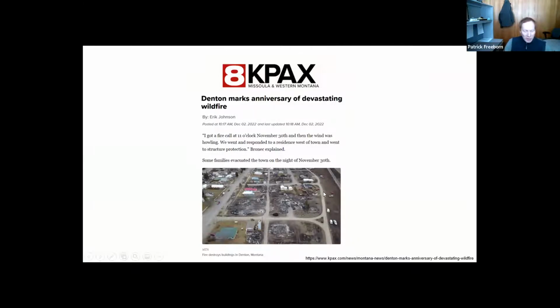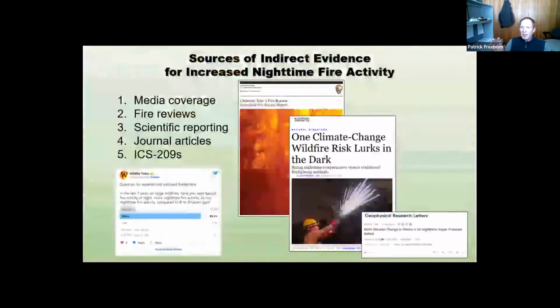There are two excerpts in this article I wanted to point out. It says, "I got a fire call at 11 o'clock November 30th." That's 11 o'clock p.m. And the other excerpt is, "Some families evacuated the town on the night of November 30th." So it's media coverage like this, which is just one source of indirect evidence for increased nighttime fire activity.